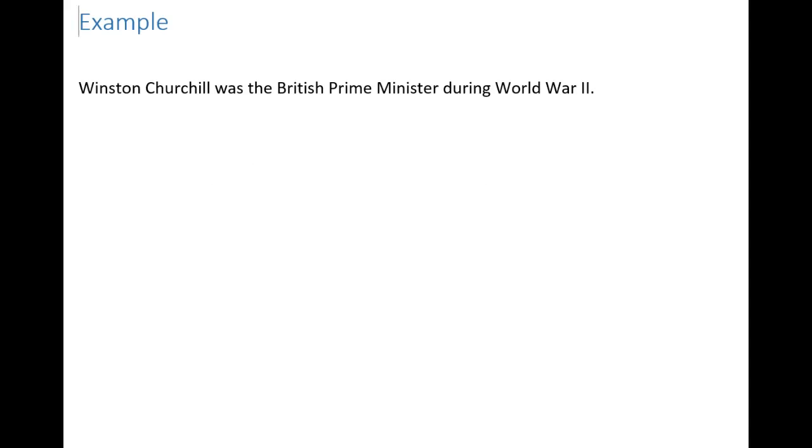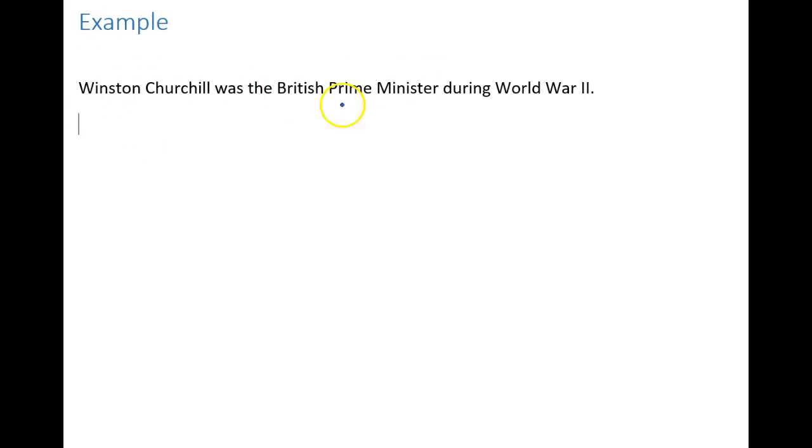Our symbols so far are the capital letters of the English alphabet. We said that they stand for complete statements of English. So here is an example. Imagine that you have the statement Winston Churchill was the British Prime Minister during World War II. You want to symbolize this statement. In this case, this is very easy to do.